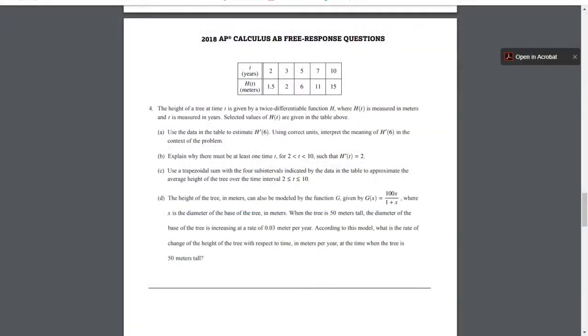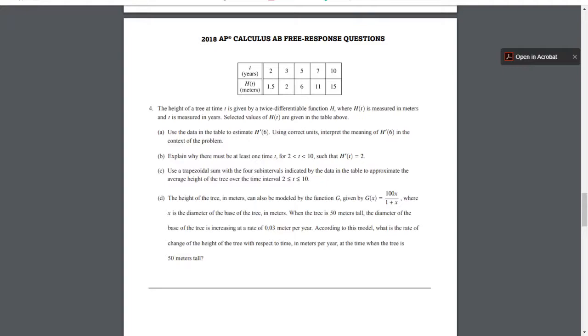D. The height of the tree in meters can also be modeled by the function g, given by g of x is 100x over 1 plus x, where x is the diameter of the base of the tree in meters. When the tree is 50 meters tall, the diameter x is increasing at a rate of 0.03 meters per year. According to this model, what is the rate of change of the height of the tree with respect to time in meters per year at the time when the tree is 50 meters tall?